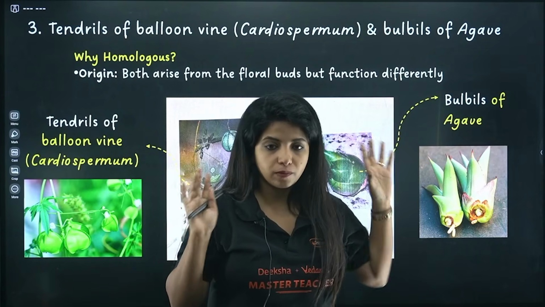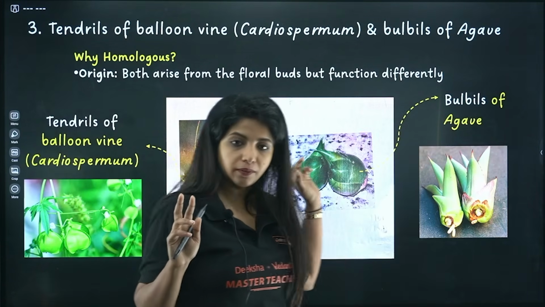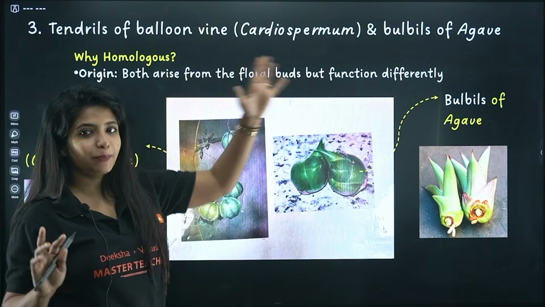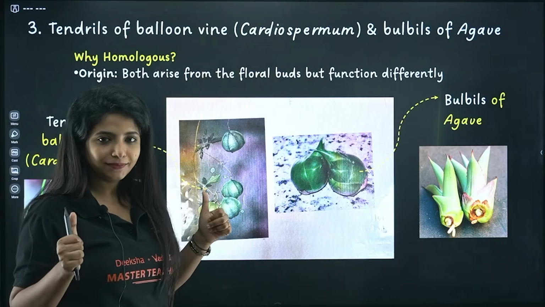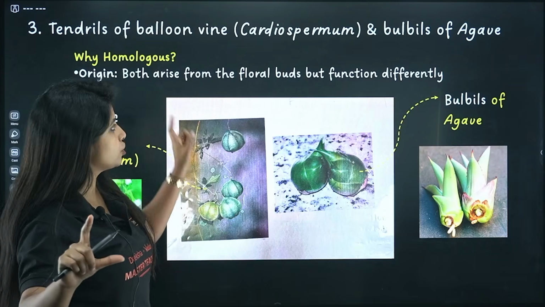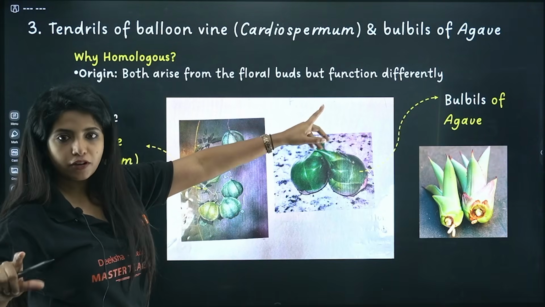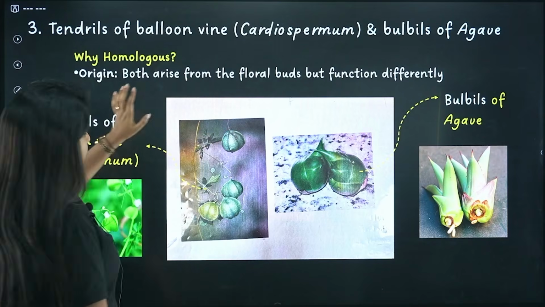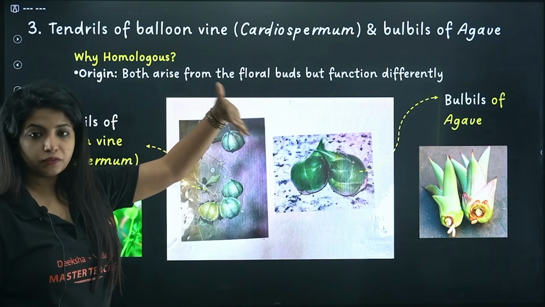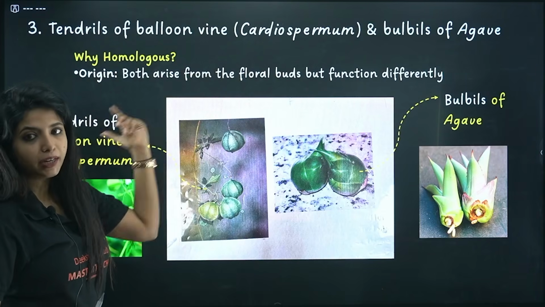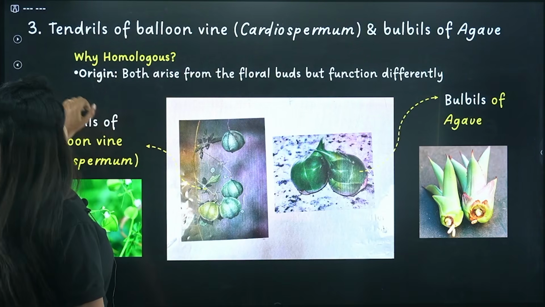Both of them from floral buds. Okay, both of them would be given together. You have to identify balloon-like things, so balloon vine and bulbils of agave. Fine. Got it? Homologous organs definition, and also you have to write the function. That's all. Cool? That both of them arise from floral buds but function differently. What function? You can just mention it: one support and the other asexual mode of reproduction.